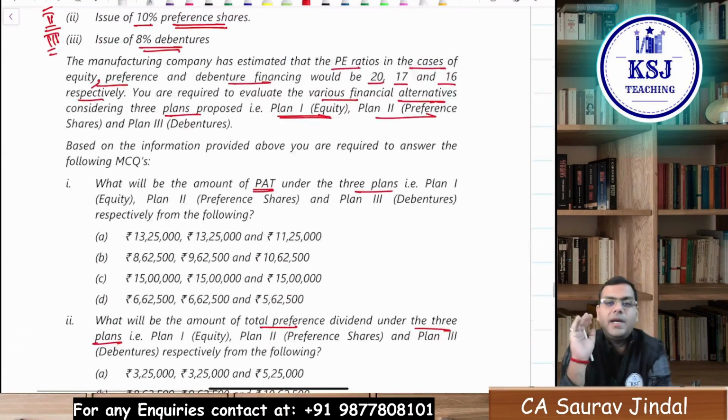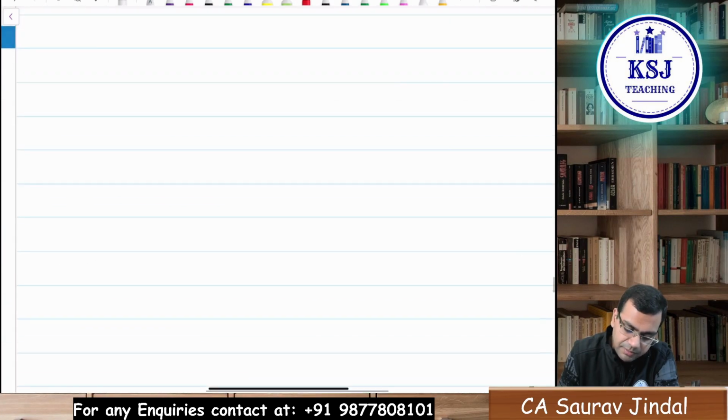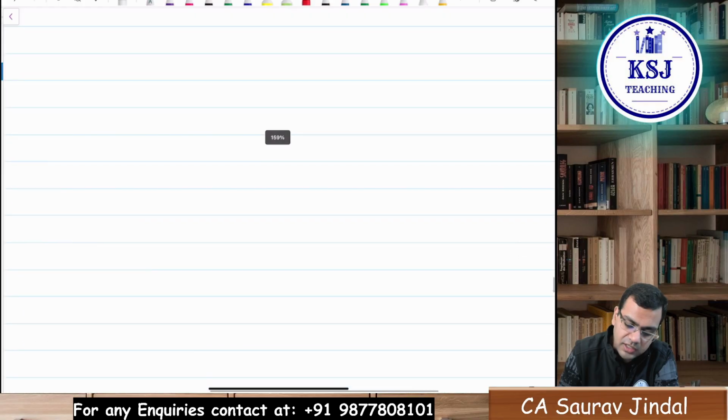So what should be done? Think about it. Capital structure. You need to calculate profit after tax. You need to calculate preference dividend. You need to calculate EPS. You need to calculate MPS. PE ratio is there. What should be prepared so that we can get all the answers from that one thing? Income statement. If we are able to prepare the income statement, from there we will get all the figures, right? So what we will do here is we will prepare the income statement for all the three plans.